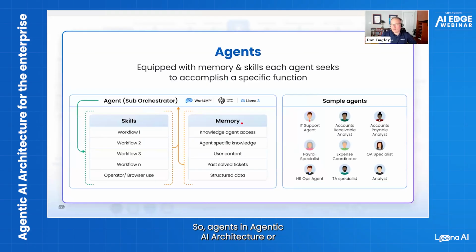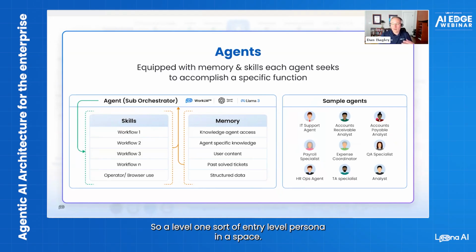So let's talk about agents. Agents in agentic AI architecture are essentially sub-orchestrators. Just like an orchestrator is orchestrating agents, agents are orchestrating skills and capabilities. Let's talk about what agents are. And I think it's helpful to think of agents as people.